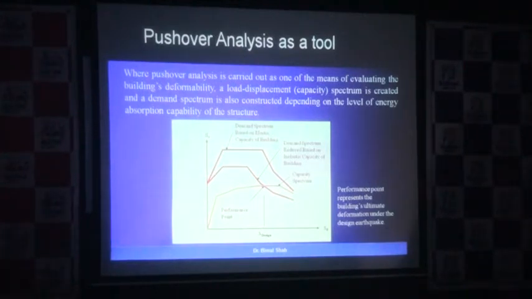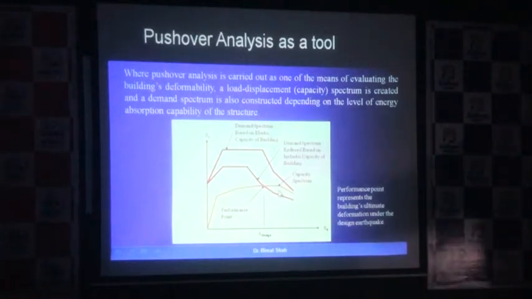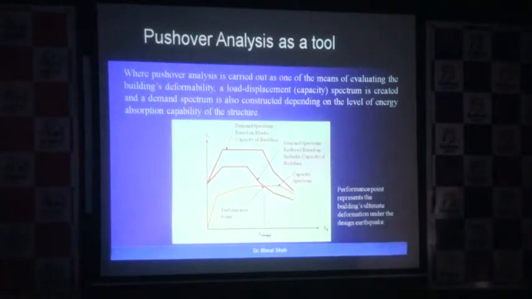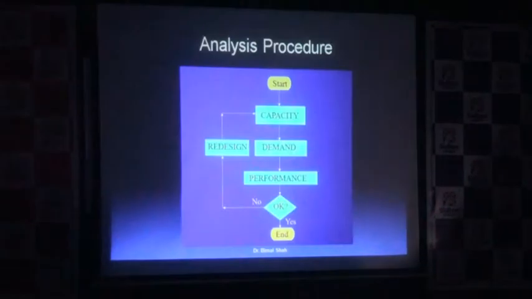When you are constructing your capacity curve, you can construct it as long as the building is not collapsing, so you can go beyond this point also. But when you superimpose the demand from the earthquake onto that, you come to know that this is the point up to which you need to push your building. You need not push it beyond this particular point, which we call your performance point.